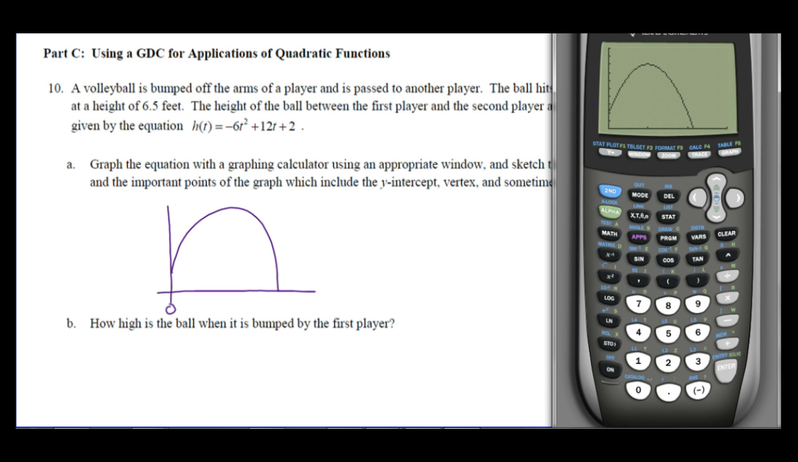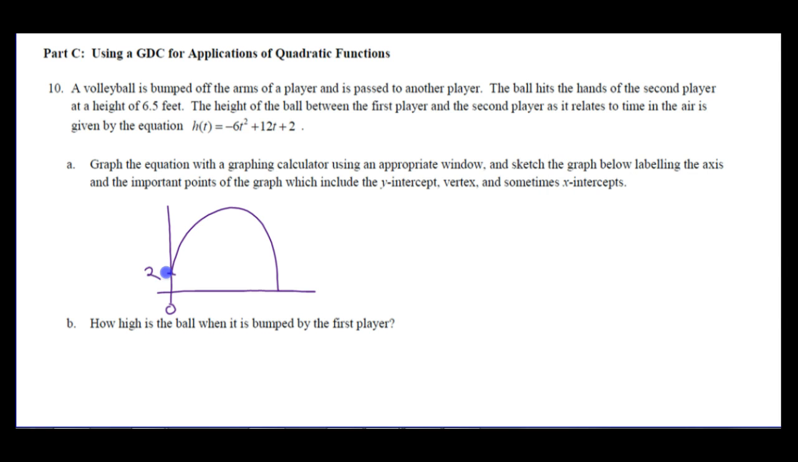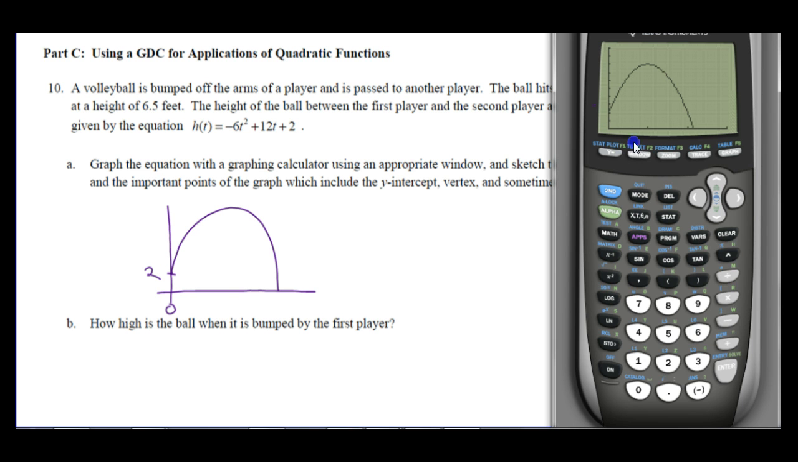Okay, so what's the y-intercept here? Which you can read off of the 2. Okay, so 2. What else is important? Well, we've got to get the vertex. So how do we get the vertex? We go second, calc, and what am I going to find? A maximum. So number 4 is maximum. And I want a left bound, so it's over to the right. I need to move to the left.